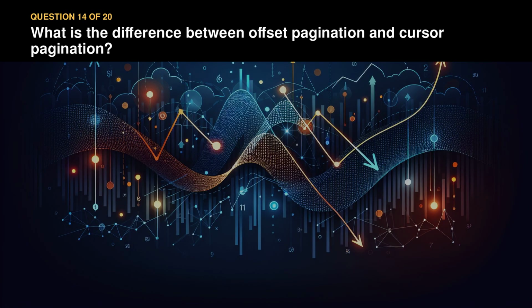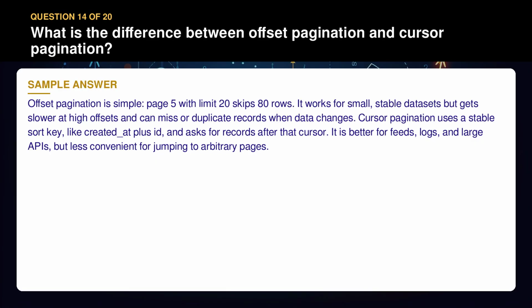Question 14. What is the difference between offset pagination and cursor pagination? Offset pagination is simple. Page 5 with limit 20 skips 80 rows. It works for small, stable datasets, but gets slower at high offsets and can miss or duplicate records when data changes. Cursor pagination uses a stable sort key, like created at plus ID, and asks for records after that cursor.